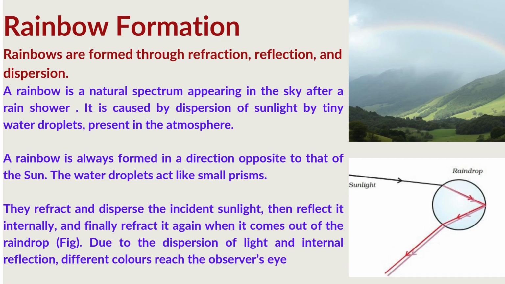Rainbow formation. A rainbow is a natural spectrum appearing in the sky after a rain shower. It is caused by dispersion of sunlight by tiny water droplets present in the atmosphere. A rainbow is always formed in a direction opposite to that of the sun. The water droplets act like small prisms. They refract and disperse the incident sunlight, then reflect it internally, and finally refract it again when it comes out of the raindrop. Due to the dispersion of light and internal reflection, different colors reach the observer's eye.